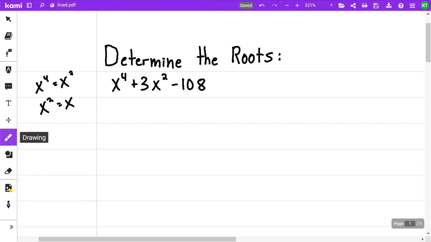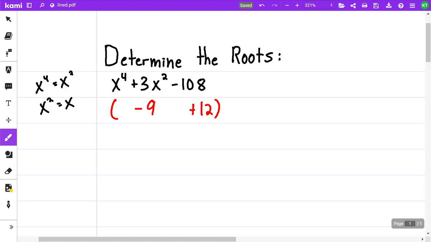And so to start, just like we would if it was a normal quadratic, I'd find factors of negative 108 that add up to 3. And conveniently, I know that those factors are going to be 9 and 12. I know my 9 is going to have to be negative because negative 9 plus 12 would give me 3.